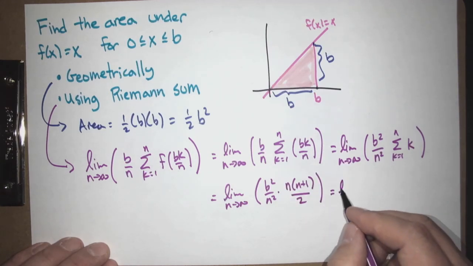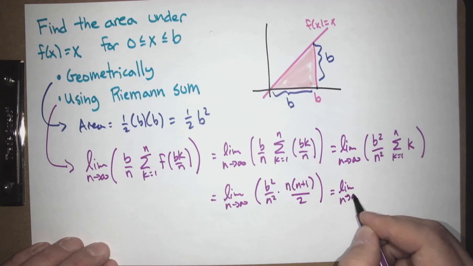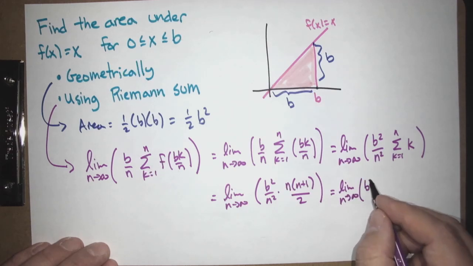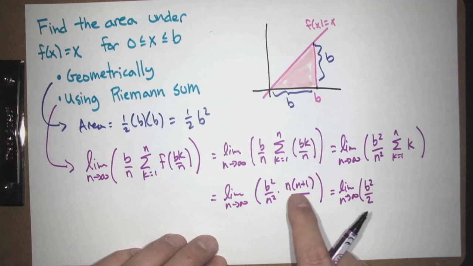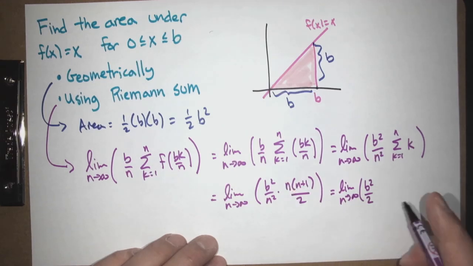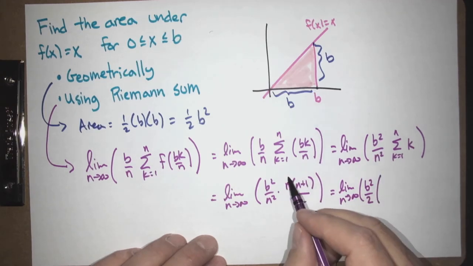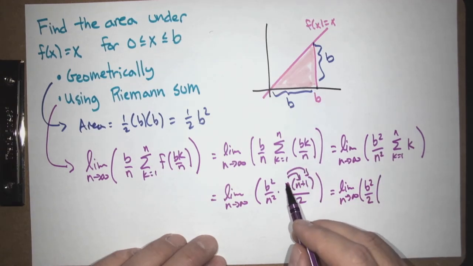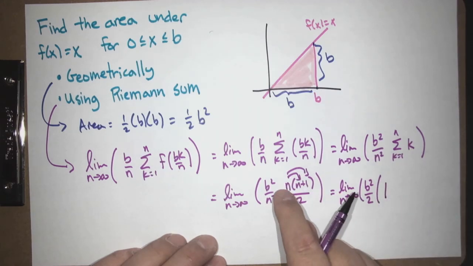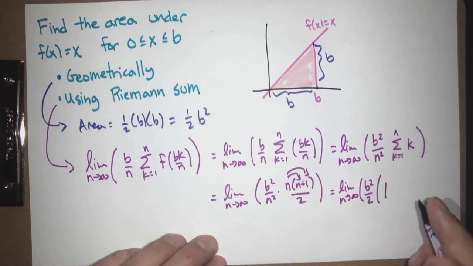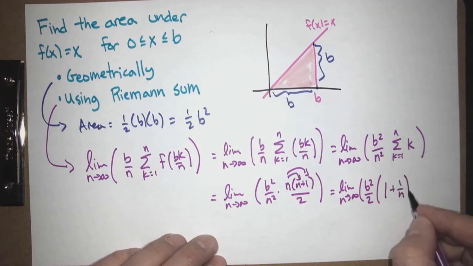And if you think about what this says, this is the limit as n goes to infinity. I'll put the b squared over 2 in the front. And then I'm going to take the n squared and just divide it into the terms. So think of it as distributing here. You have n times n is n squared, divided by n squared, 1. n times 1 is n, divided by n squared is 1 over n.